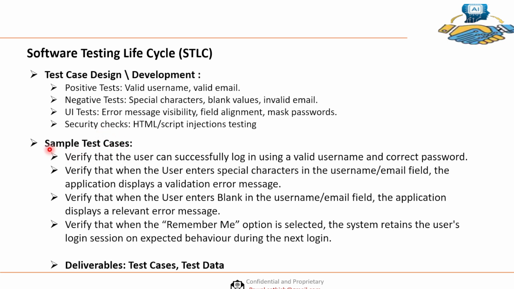And here I give the sample test cases. We can write the test cases like: verify that the user can successfully log in using a valid username and the correct password. This is a valid flow. Then a negative flow: when the user enters special characters in the username or email fields, the application displays a validation error message. The next one is also a negative test case: verify that when the user enters a blank in the username or email field, the application displays a relevant error message. But in the test steps, we need to mention the correct message.